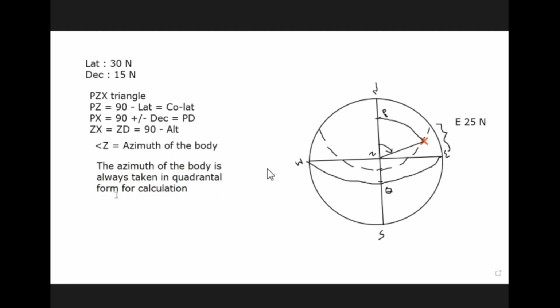Angle X. What is angle X? It is the bearing of the observer from the star, from the body. It is meaningless because you cannot go to the body, you can't go on a star and take the bearing. It has no relevance, so we just ignore it. That's angle X. Now we come to the main thing, angle P.